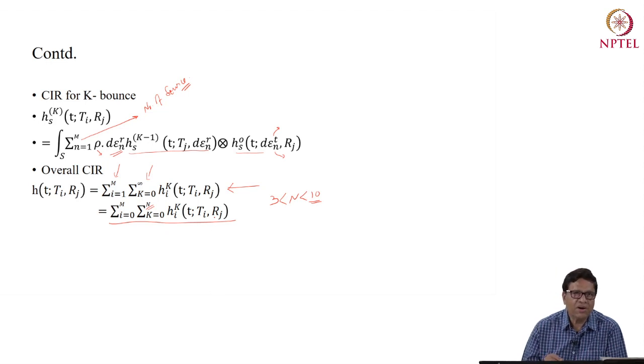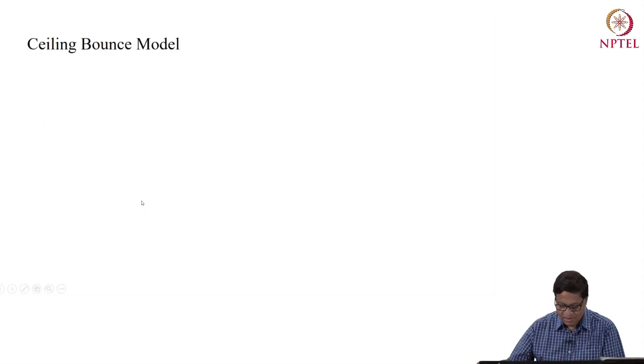Similarly, one can do it for multiple sources and multiple receivers. So again, there will be one more summation term, which will correspond to the number of receivers. So this is how you do the recursive method for modeling the channel.